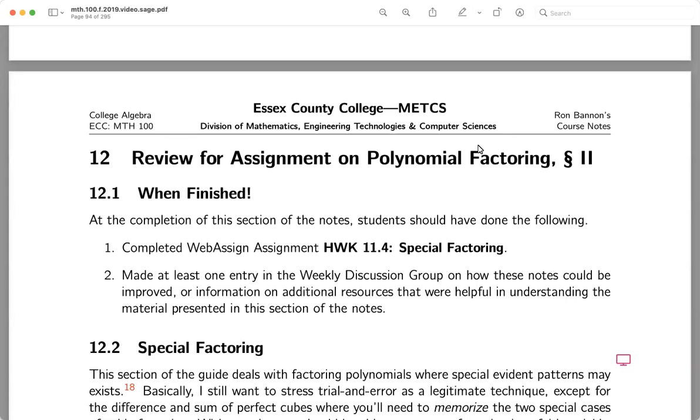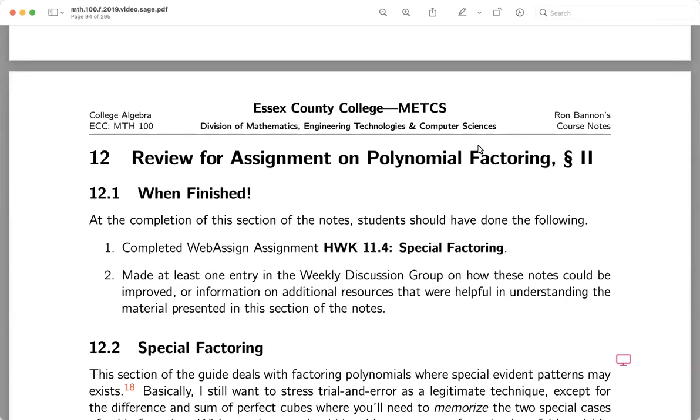Okay, we're in section 12, and this is the continuation of polynomial factoring. And these are going to be what's called special cases. Although I don't like the term special cases, I see all factoring as basically being trial and error until it becomes so difficult that trial and error doesn't work, and there are other algorithms to go through. But right now, what do we do?